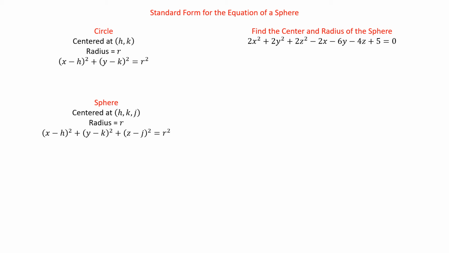Oh, did someone say completing the square? Yeah, you know that thing we worked on a lot last chapter? It's still here. The nice thing is it's still exactly the same. So let's complete the square here. We're going to start out by grouping the x's, the y's, and the z's. So we'll have 2x squared minus 2x, and then leave a space, plus 2y squared minus 6y, leave a space, plus 2z squared minus 4z, and then we'll move the 5 over to the other side.